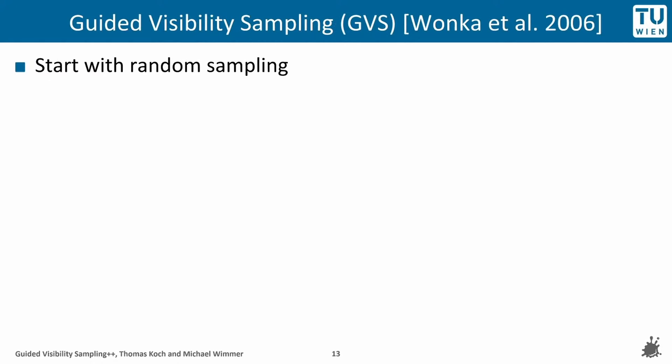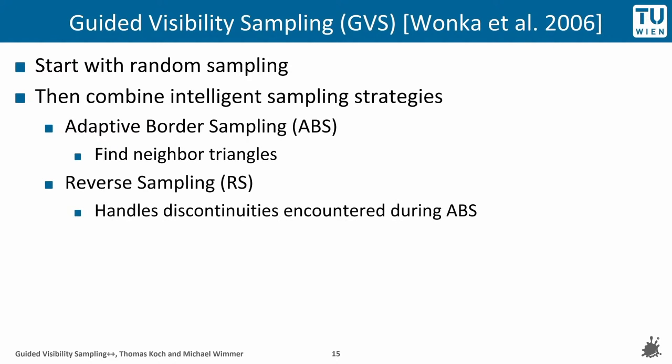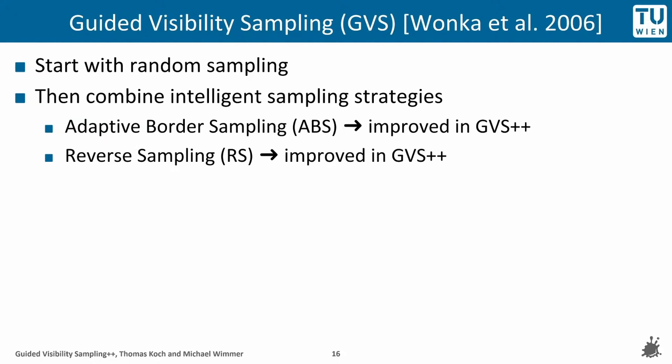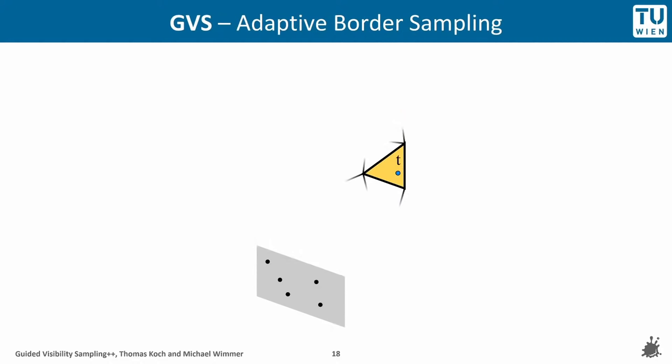So the idea is that you start with random sampling of the scene, and then combine intelligent sampling strategies such as adaptive border sampling to find neighbor triangles, and reverse sampling to handle discontinuities that are encountered. Both algorithms have been improved in our new approach. We start with random sampling. Here we have a region in space that's again our view cell, and from this we want to compute the PVS. So we start by randomly sampling the scene from randomly distributed points on the view cell, and here we intersect one triangle. After that, we use adaptive border sampling to find neighbors.